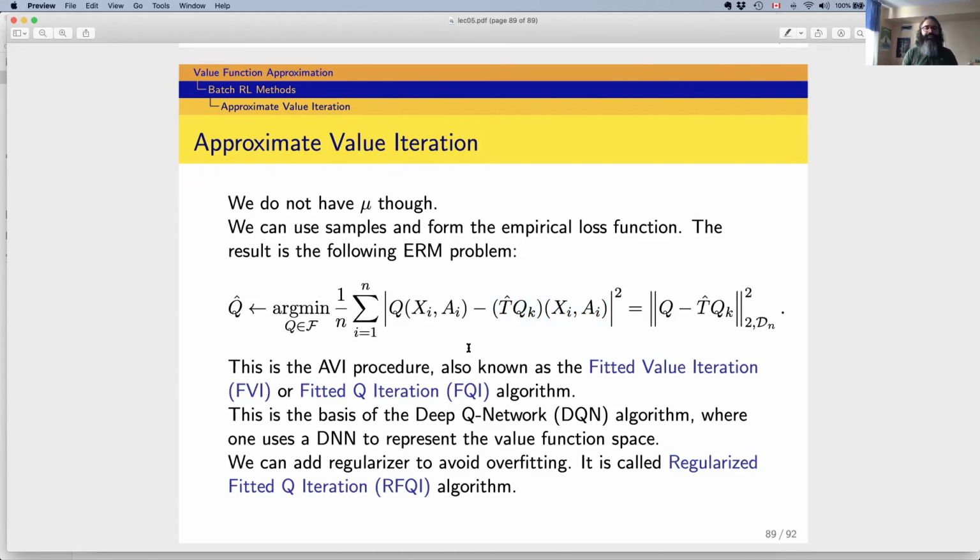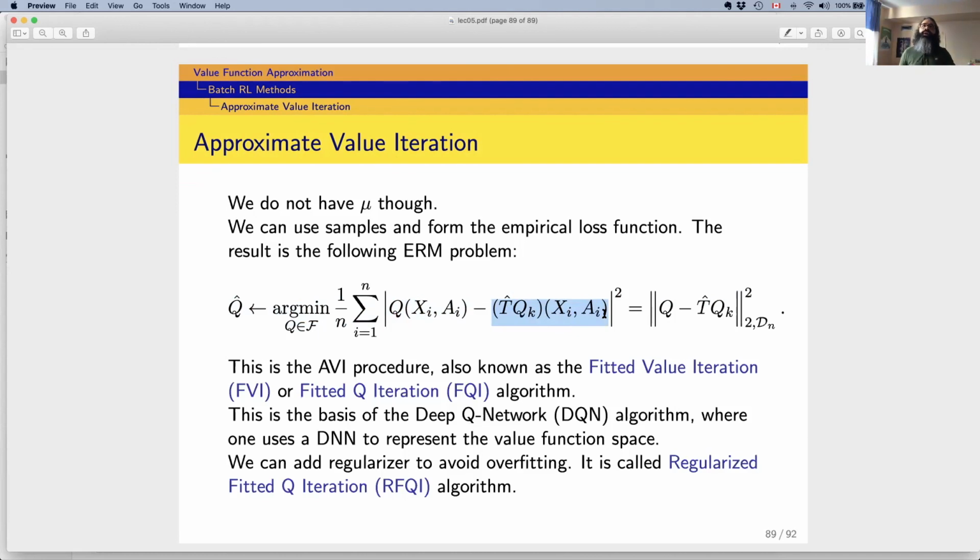One thing that is important to notice is that we are minimizing over Q. This is not being minimized. So this is Q_k, the value function that we get from the previous iteration. We only find the new value function that fits to this value. So this is again a regression problem with the squared error loss.